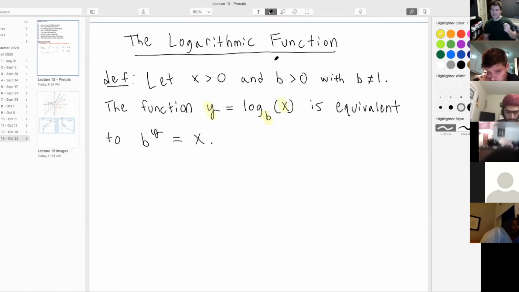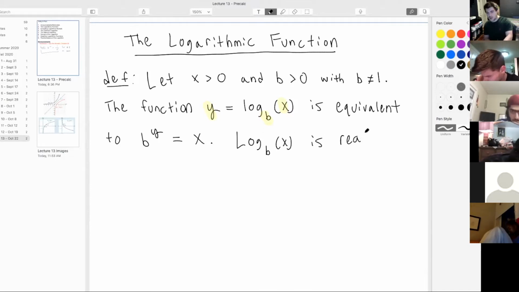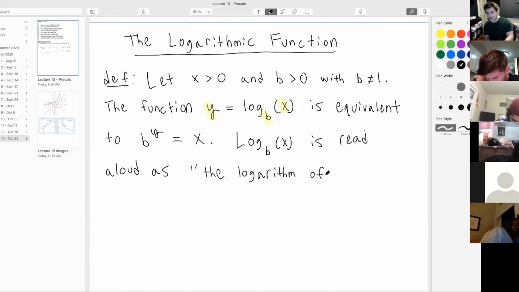Now how do we say this? What's the pronunciation? Log base b of x is read aloud as one of two things. It's the logarithm base b of x. That's one way to read it aloud. And another way, which is the way I will say it just because it's a little quicker, is log base b of x.